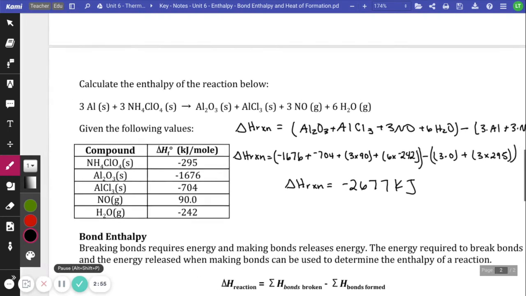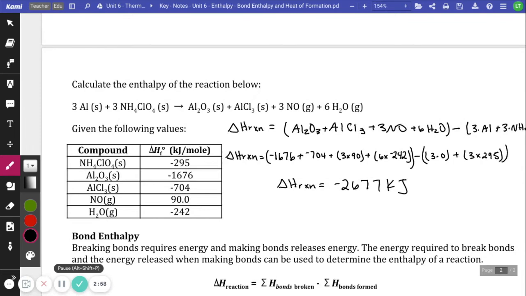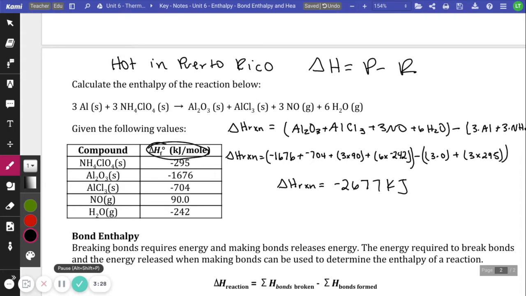Okay, so that's our first reaction. Delta H is equal to our products minus our reactants. I always remember that equation as "it is hot in Puerto Rico." So that's our first reaction. Now, you guys know to use that one because it gives you the heat of your formations. And that's when we're going to use products minus reactants anytime we're given that heat of formation.